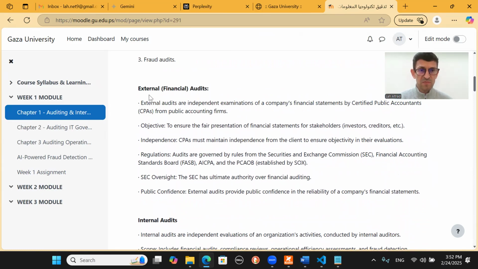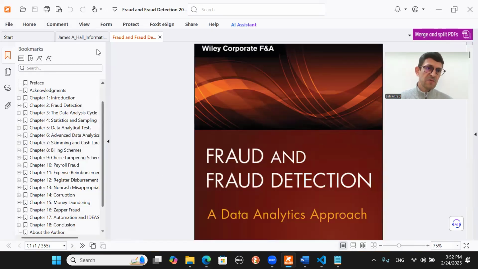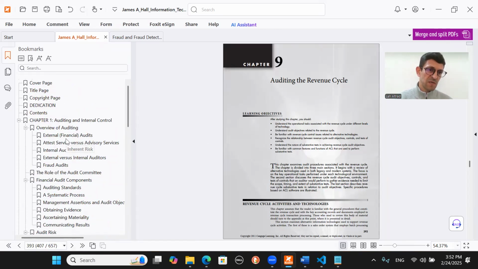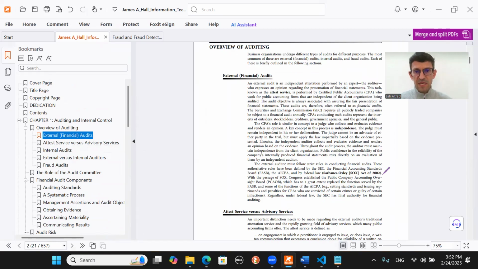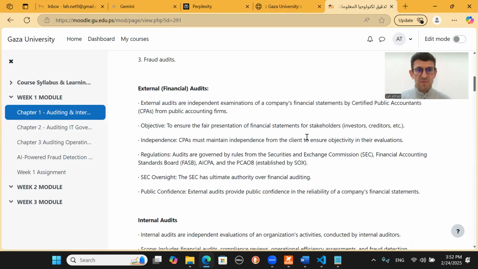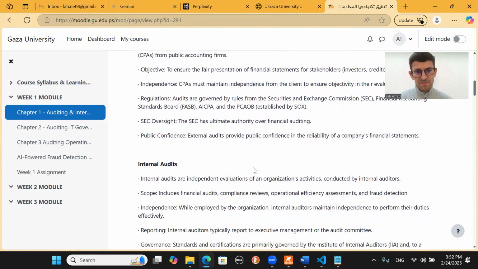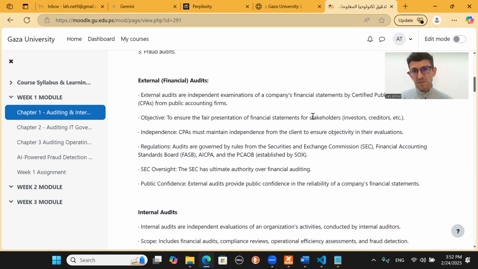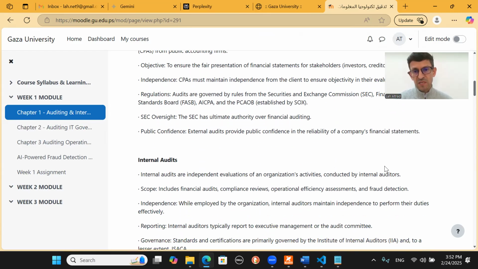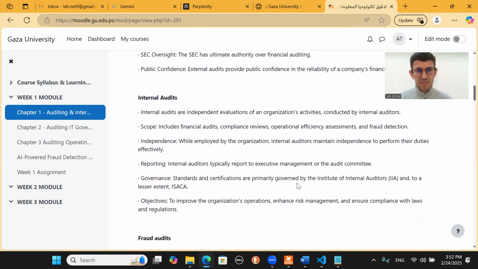If you want to read more about that, of course, you need to go back to this textbook right here, in chapter 1, and find out more about external audits. This is what I have. I just summarized this paragraph right here in these few points. Internal audits are also related to evaluations, which organizations conduct through internal auditors. And external audits are something that could be achieved using an external auditor.